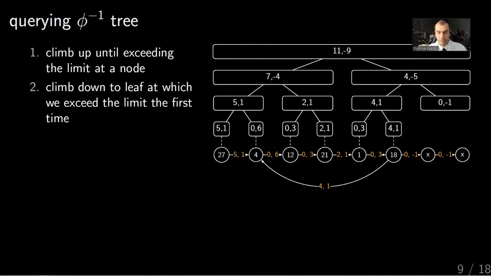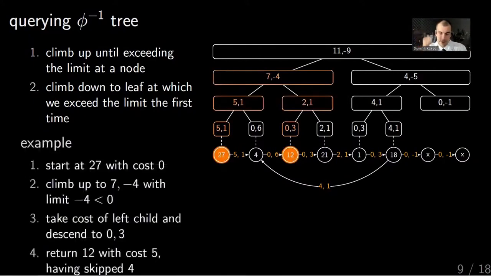And then if we have reached that, we go down to the first leaf where we exceed the limit. And I can just show you how we did it for a small example. Next slide. Where we take, for instance, we are at 27 and we want to show how far we can get.